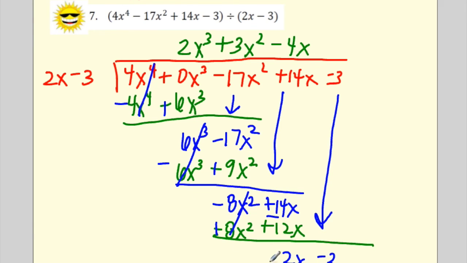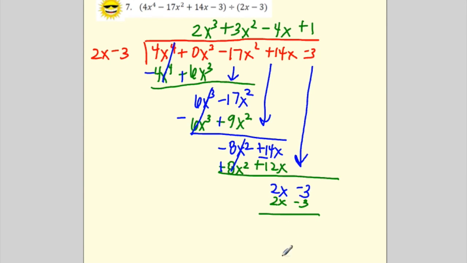Now I say 2x times what gives you 2x? Well, 1 times 1. So this gives me 2x. Negative 3 times 1 gives you negative 3. We change our signs one last time. This cancels, and this one it does, so it all cancels. So we're good. There's no remainder here, so here's my answer. Just to write it out, my final answer is 2x to the third plus 3x squared minus 4x plus 1.